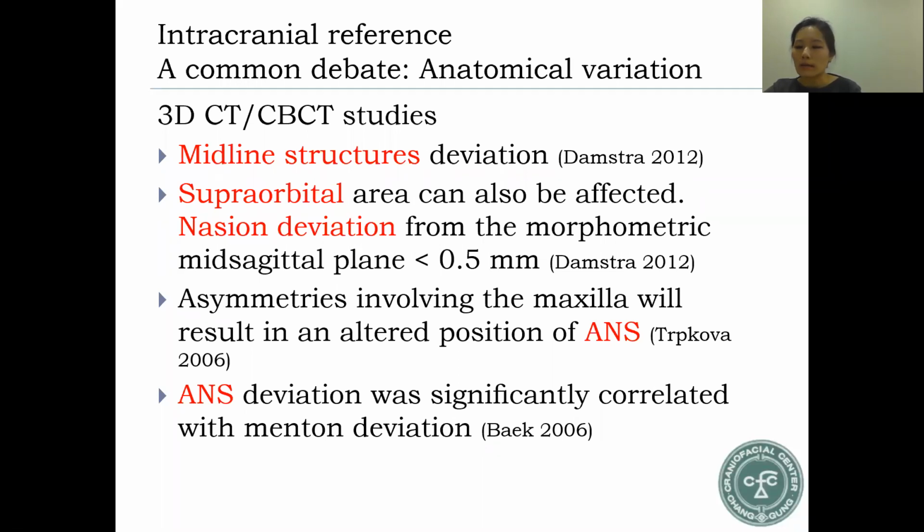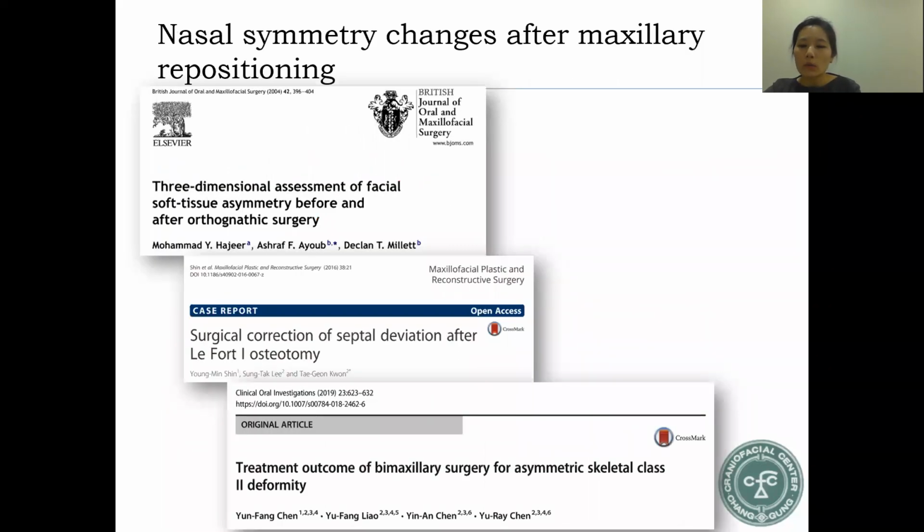Also, the extent of ANS deviation was reported to be significantly correlated with that of menton deviation. Furthermore, change in the nasal symmetry has been found after maxillary repositioning in several studies. That is, the transverse position of subnasale as well as the nasal axis might change after OGS. Therefore, care should be taken when using nasal axis or other midline landmarks to construct reference planes for diagnosis and OGS planning, especially in patients with significant craniofacial deformity.